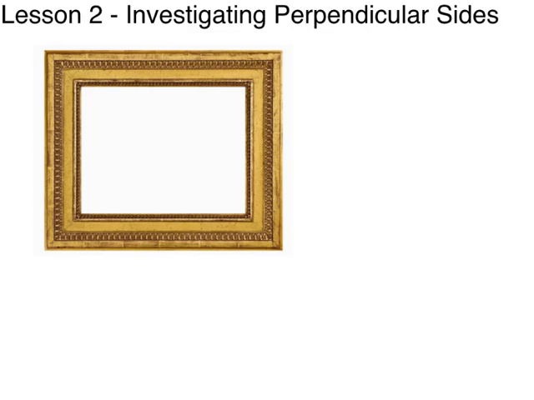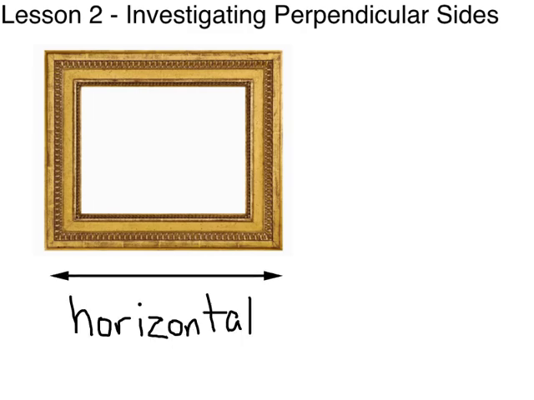Welcome to Lesson 2, Investigating Perpendicular Sides. If we look at a rectangle like this picture frame, we see that there are two edges that go across, the top edge and the bottom edge. We call these two edges horizontal. And the two edges that run up and down, the two side edges, here, we say that these two edges are vertical.